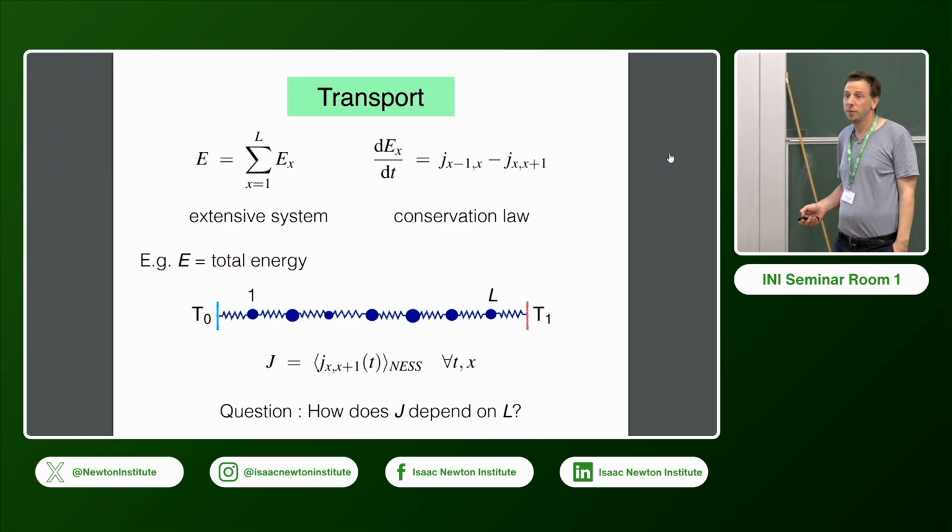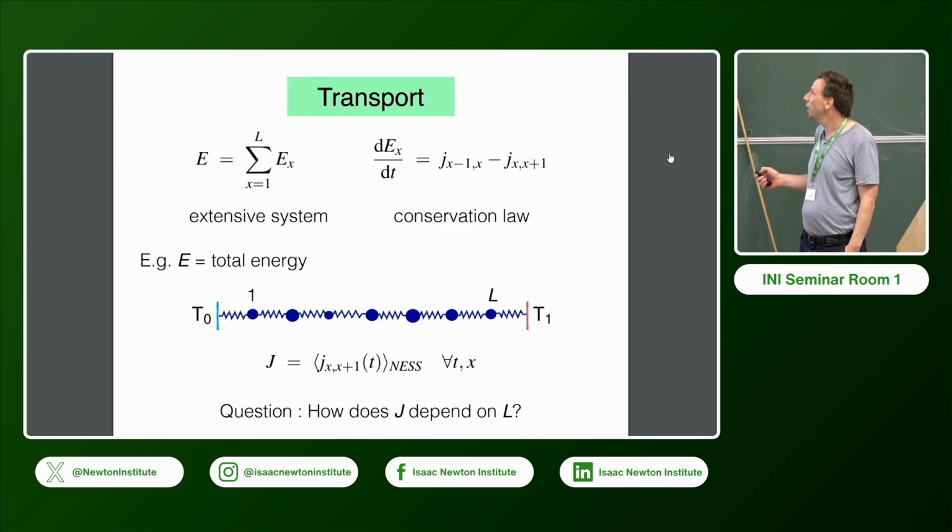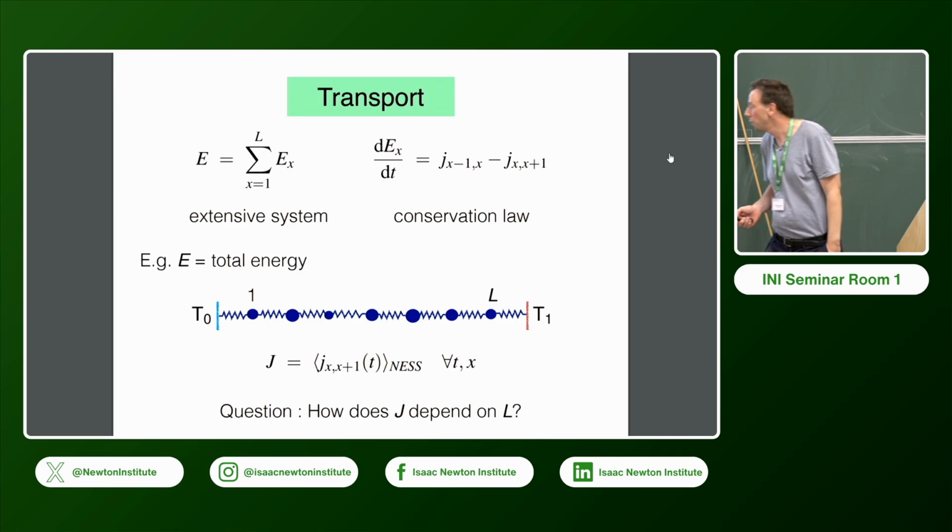And of course, at a microscopic level, there is a conservation law, which is that everything which flows in must sort of flow out, so that it's always balanced. So how the energy per site varies is a difference of the flux coming from the left minus the flux going to the right. Okay, so that's how you write conservation.